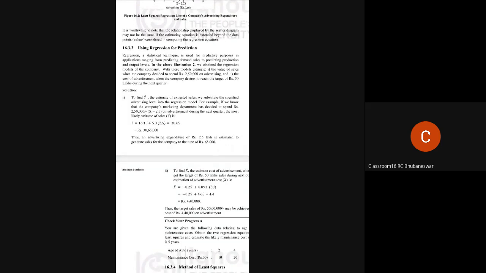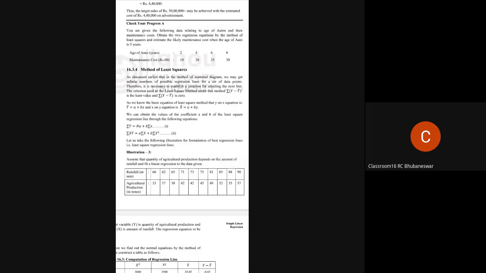The estimated value, how is it calculated? After calculation, an advertising expenditure of 2.5 lakhs is estimated to generate sales of the company to the tune of 65,000. Similarly, in case of advertisement, it is calculated the same way. Then the method of least squares. As per the formula given, formulas are given, so no need for confusion there. Follow the formulas step by step and you will get the answer.